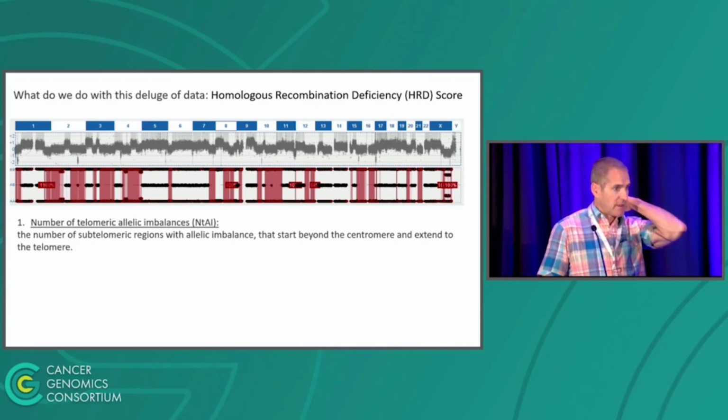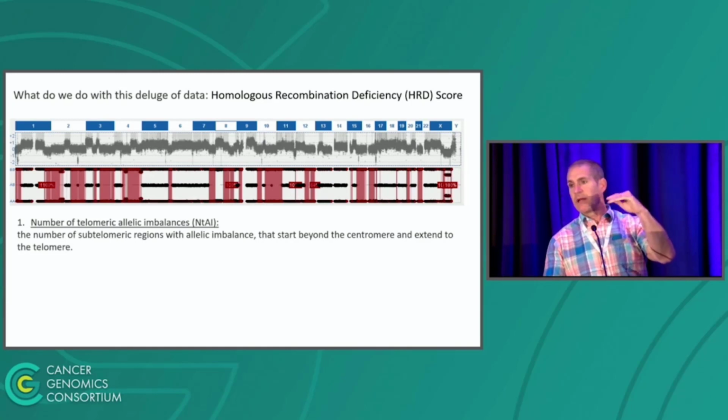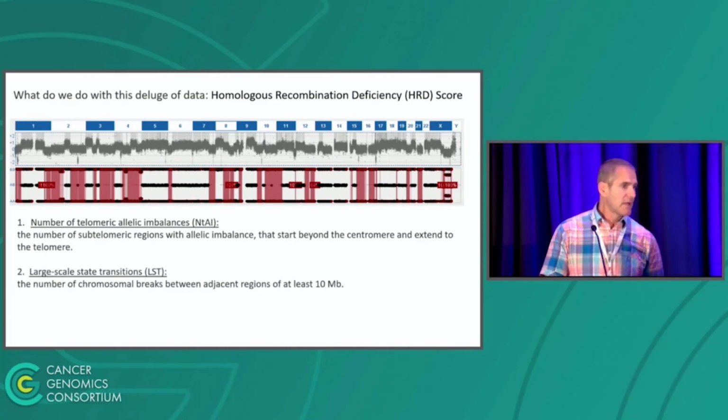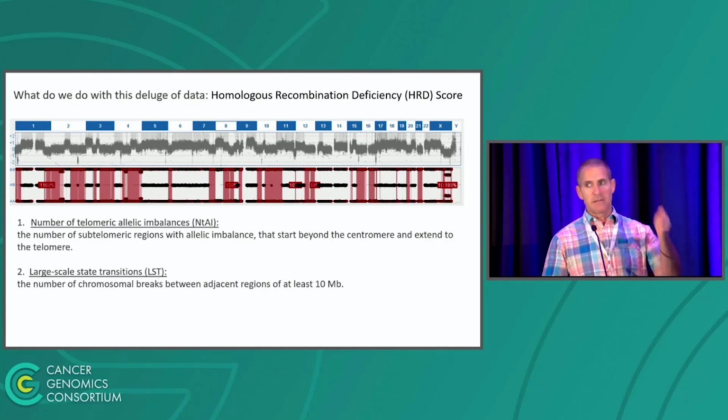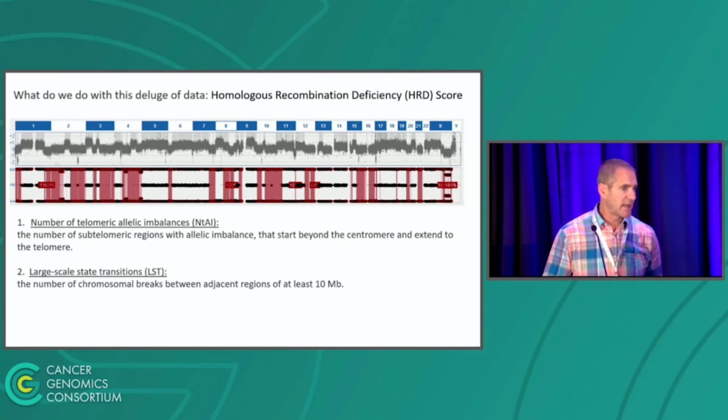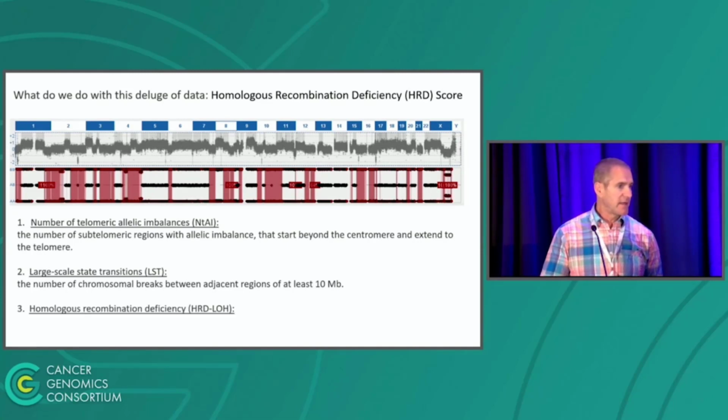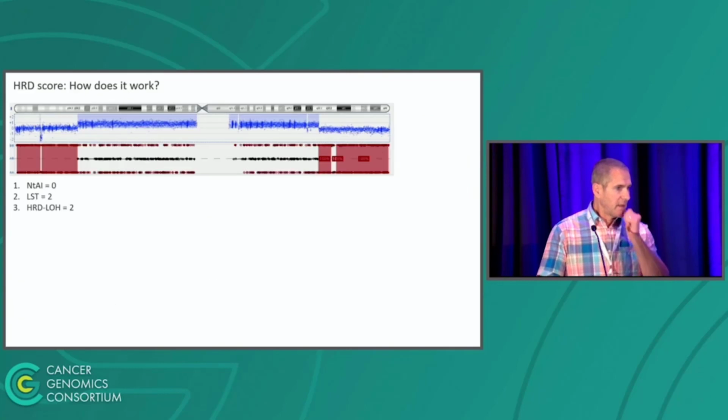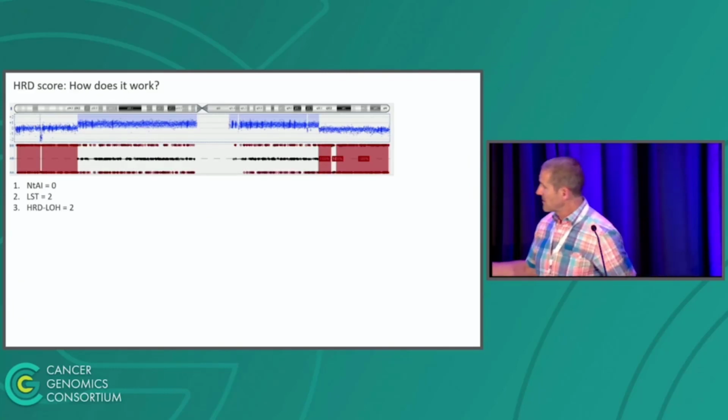We look at the number of telomeric allelic imbalances. That is the deletions or duplications at the end of the chromosome, but don't include a whole arm. Then large-scale transitions, which is where the inflection points are, and I'll show you that in a second. And then the HRD LOH score, which is just the loss of heterozygosity, and this tends to be the best marker, and I'll come back to that in a second.